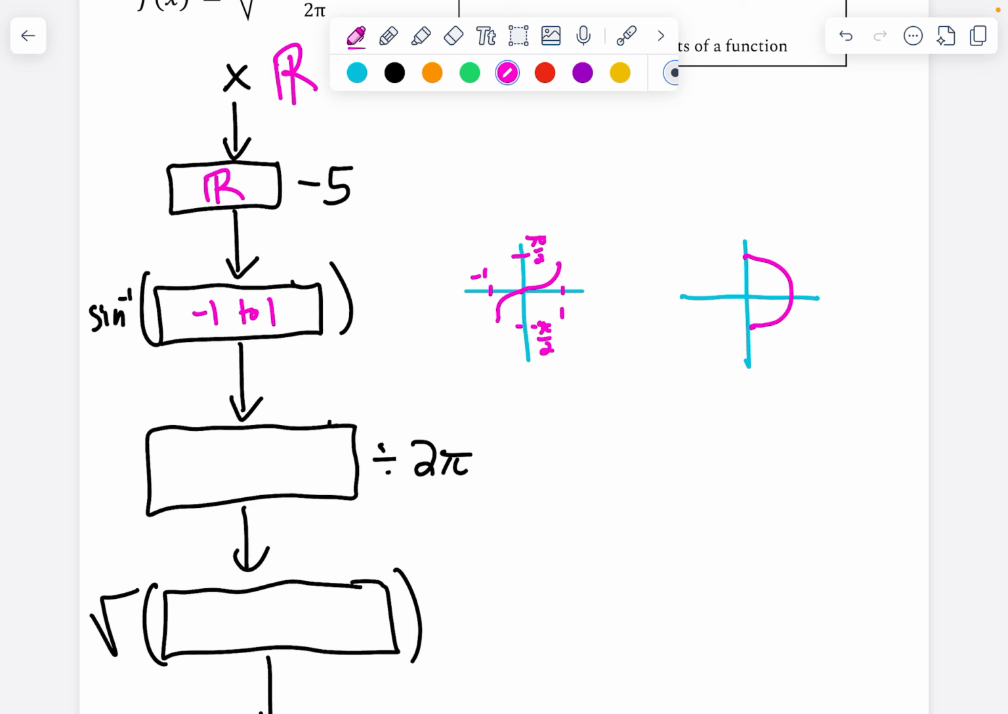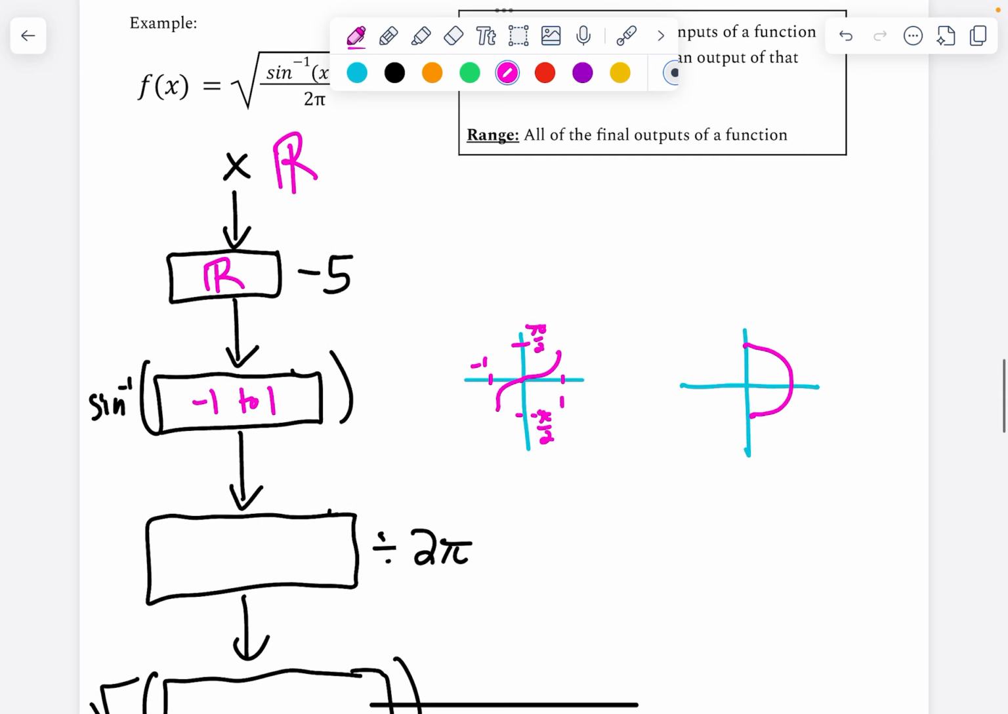But now we have to go backwards up the chain because we subtracted 5 from numbers. What minus 5 is negative 1? Well, that would be 4. And what minus 5 is positive 1? Well, that would be 6. And so to get that negative 1 to 1, the x values we could start with are not all real numbers. They're, in fact, only the numbers from 4 to 6. 4 minus 5 would be negative 1, 6 minus 5 is 1, and everything in between. Okay, so we've limited our domain already.